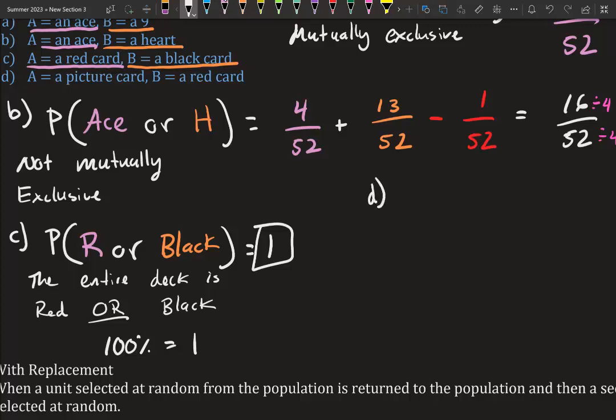Alright, part D. We want to know the probability of a picture card. Picture cards are the ones with the faces: Jack, Queen, King. So, in part C, I didn't mean Jack, I meant Joker. J's and J's, they got me confused. Anyways, in part D, we have the probability of a picture card, so I'm just going to put picture, or a red card.